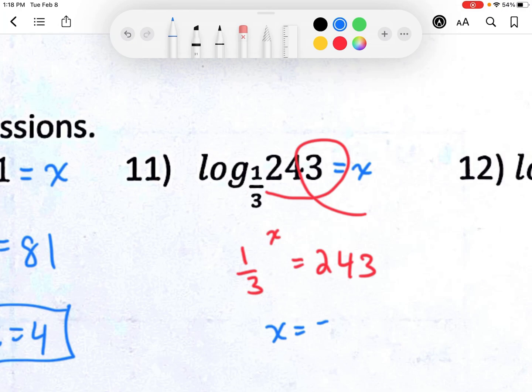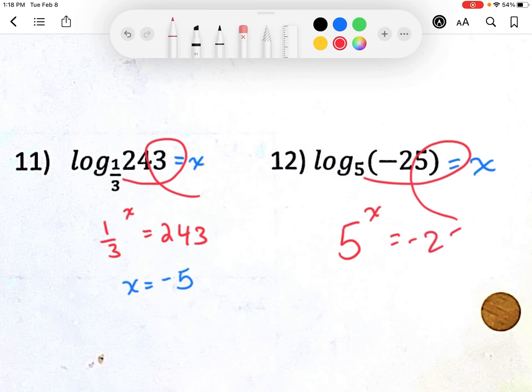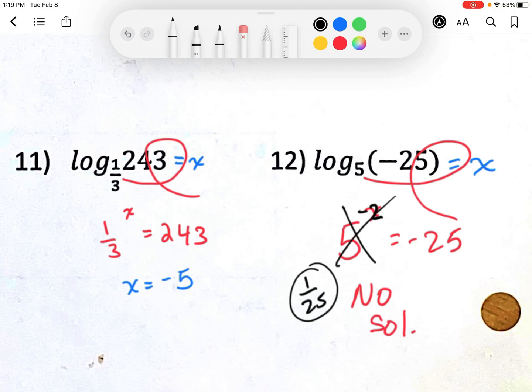Let me type it in my calculator. 3 times 3 times 3 times 3 times 3. I believe it is the negative 5th power. And then the last one, let's figure out 5 to what power is negative 25. And that is not possible. No solution. You cannot raise 5 to a power to make negative 25. And if you were thinking negative 2, no, that's not right, because 5 to the negative 2 power is 1/25.